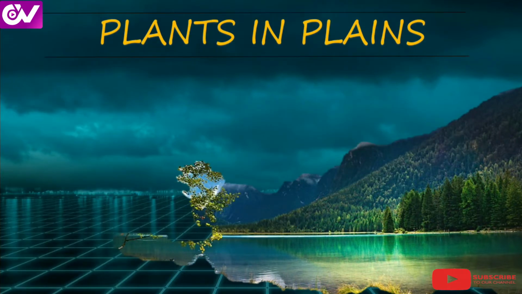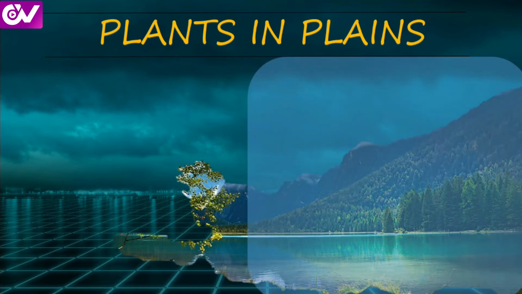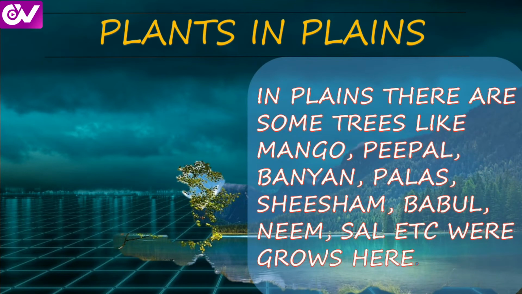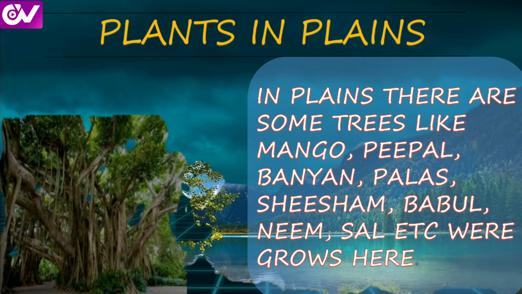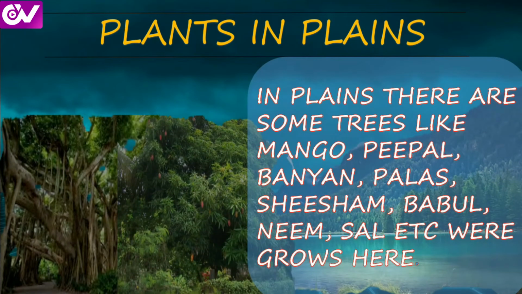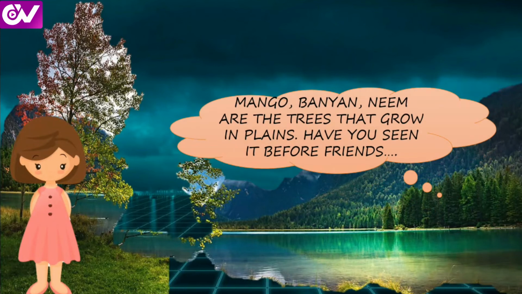Plants in plains. I have told you before, the plants that can grow on a smooth and straight surface are known as plains plants. In plains, there are some trees like mango, pineapple, banyan, palas, shisham, babul, neem, sal, etc. that grow in these plain areas. See children, these are the trees that can grow in plain areas. First one is the banyan tree and next comes the mango tree. Mango, banyan, neem are the trees that grow in plains.